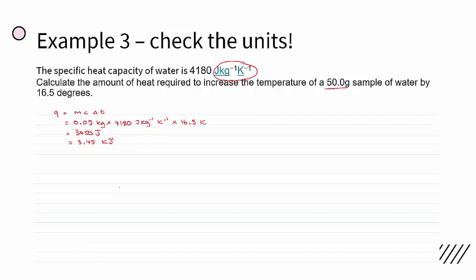Okay, now over to you. You need to have a go at doing lots and lots of examples of these calculations before we move on to the next concept.